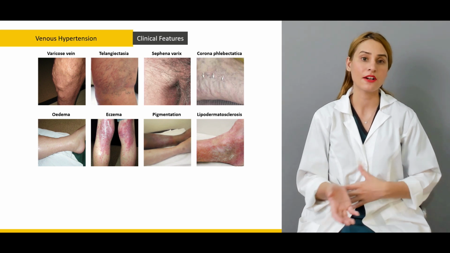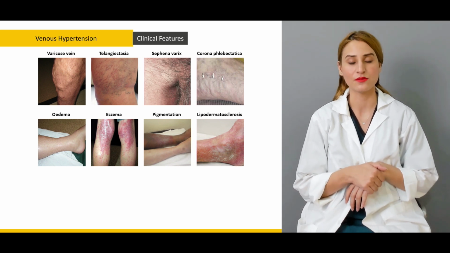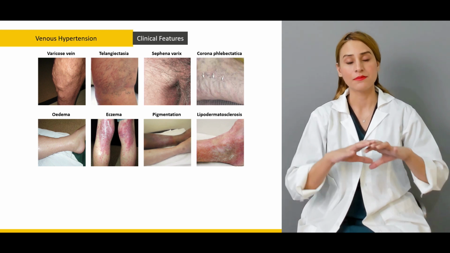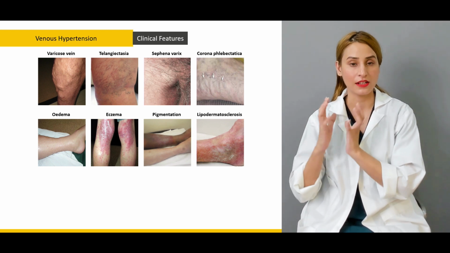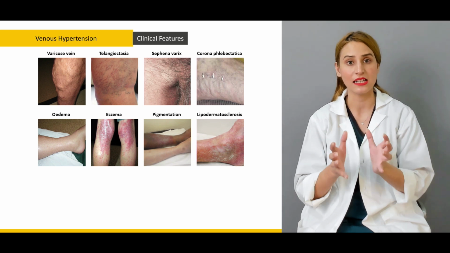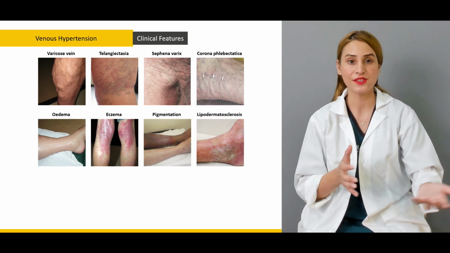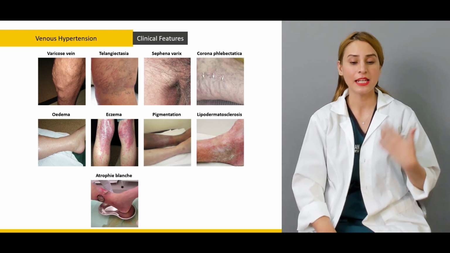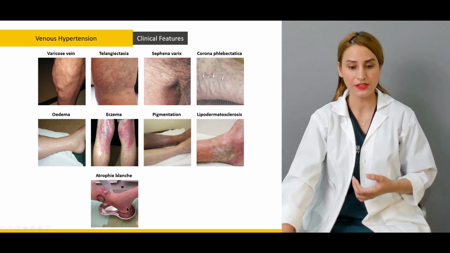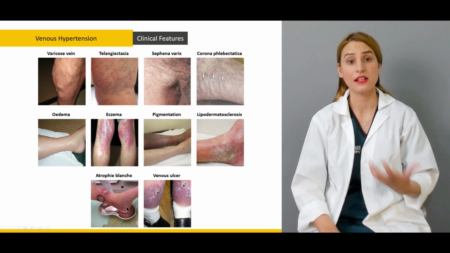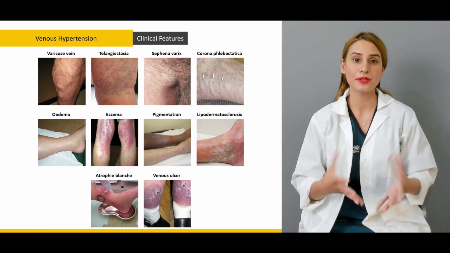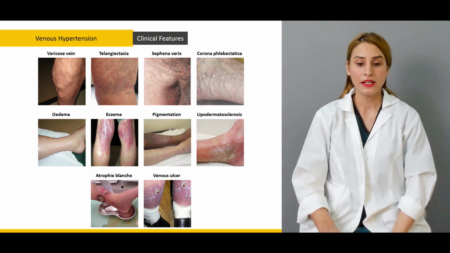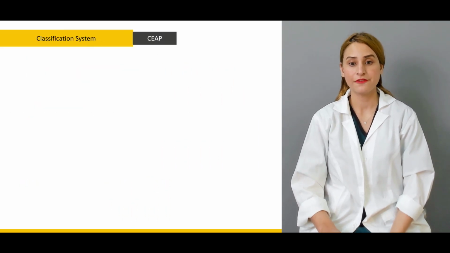So lipodermatosclerosis is also called inverted champagne bottle because of the physical appearance, and from above the skin is swollen, dilated, and from downwards there is atrophy due to the lipodermatosclerosis. There can be atrophie blanche, you can see here, and there can be venous ulcer as well, because venous hypertension leads to the formation of venous ulcers as well. So this was about the clinical features.